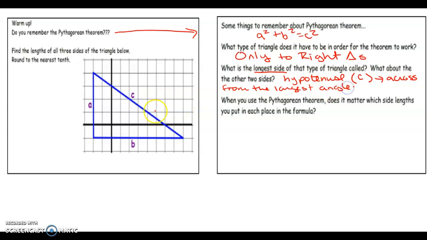For example, over here in our warm-up triangle, this is a right triangle because I have a slope that is undefined and a slope that is 0. And whenever you have that situation, it creates a perpendicular intersection, which means it's a right angle. Okay, now what about the other two sides? The other two sides are called legs.